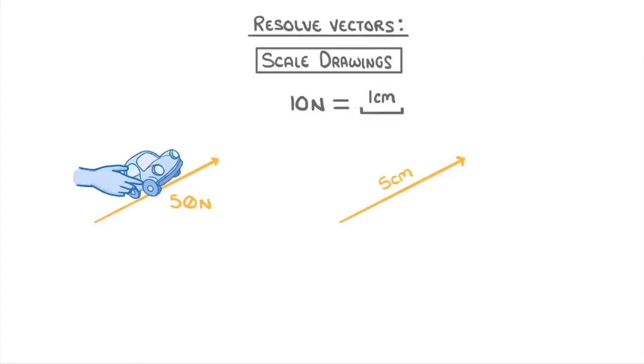Then all we have to do is draw a horizontal line down here and a vertical line up here, putting an arrow on each of them so that we know their directions. Then we just measure them with a ruler to find that they're 4 centimeters and 3 centimeters. And so looking at our scale, we can convert them to find that they must be a 40 newton force to the right and a 30 newton force upwards. So we've now resolved the 50 newton force into its horizontal and vertical components.